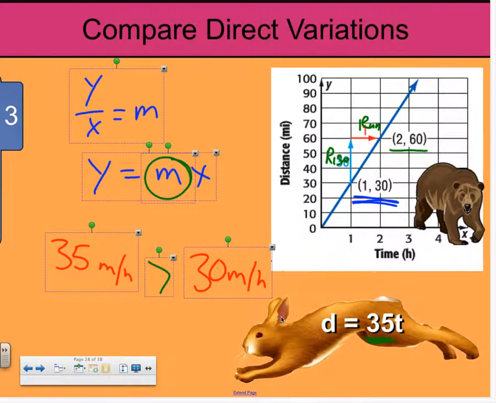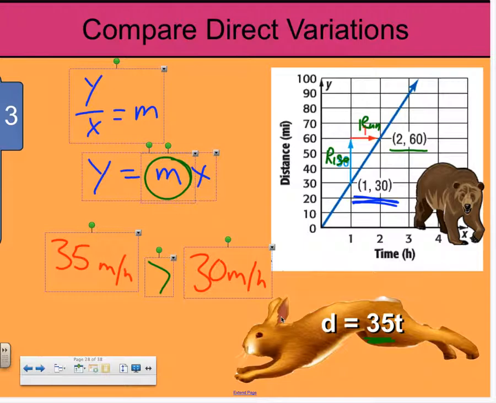I got 35 because I'm starting to use the equations. I'm starting to recognize how to find the slope from an equation. And when I have an equation, the number that's in front of the x or in front of that second variable is the coefficient. That is our slope. So now we can actually just look at the equation and say, oh, the slope or the constant rate of change is 35 in a direct variation or in a proportional relationship. That's also our unit rate. So we know the rabbit runs 35 miles per hour.